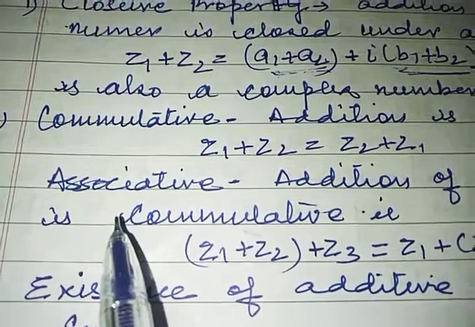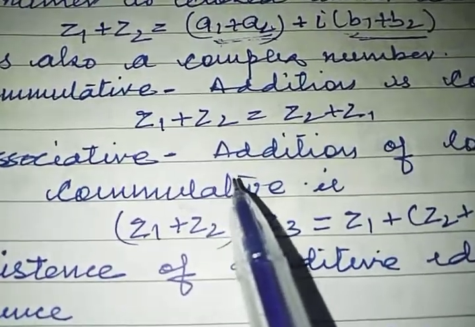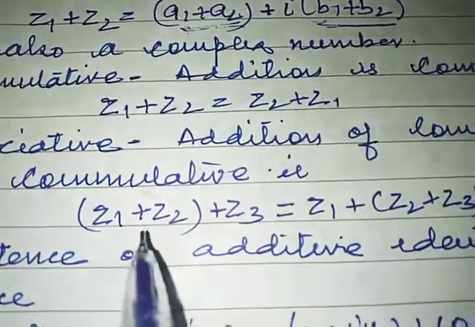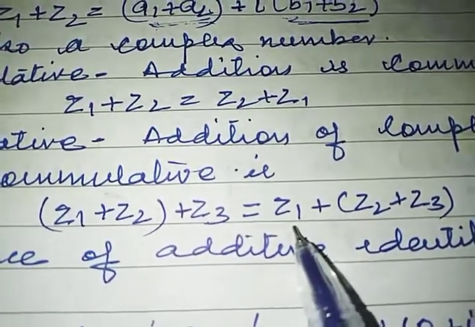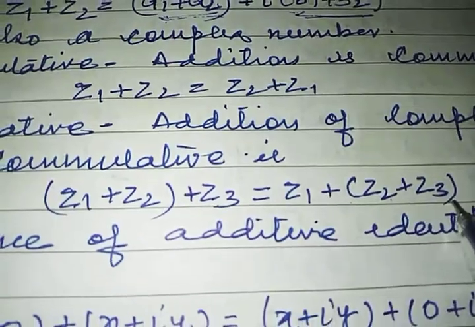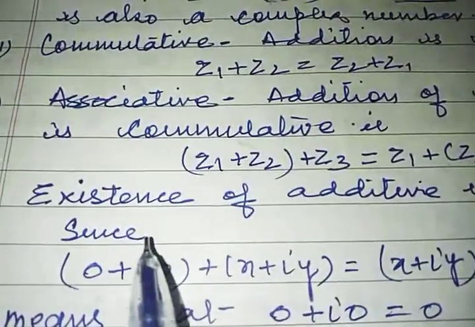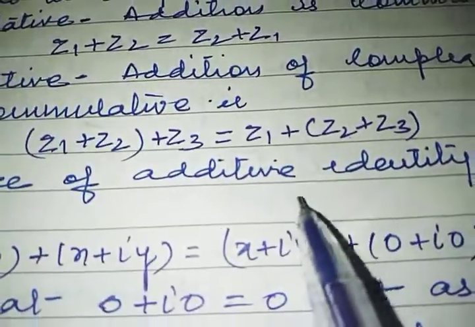Now associative. Addition of complex numbers is associative. So for three complex numbers, you can do z1 plus (z2 plus z3) or (z1 plus z2) plus z3. Then, existence of additive identity.